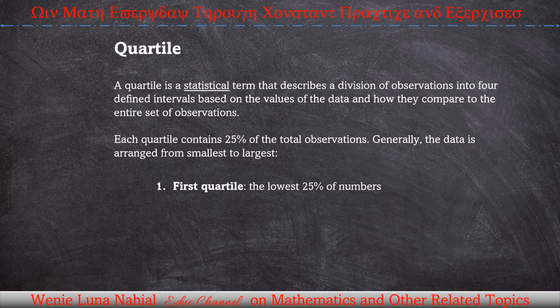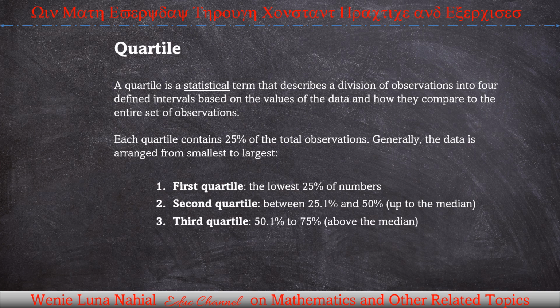So first quartile, the lowest 25% of numbers. Second quartile, between 25.1% and 50%, or up to the median. Third quartile, that is 50.1% to 75%, that's above the median. And the fourth quartile, the highest 25% of numbers.